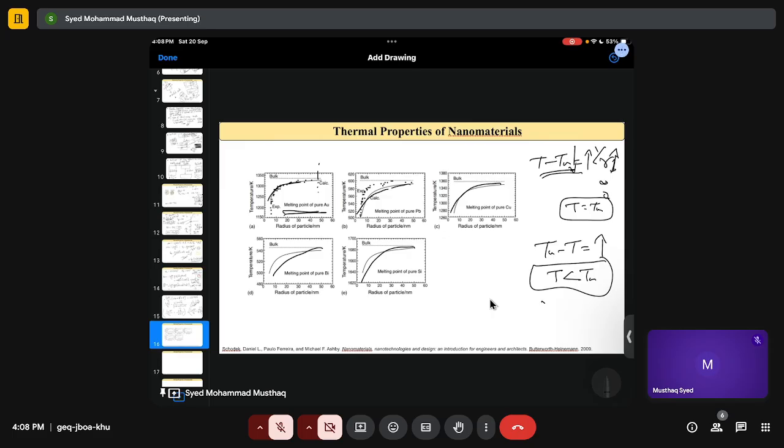Then let's move on to the phonons, which we were discussing in great detail. So phonons again are nothing but quasi-particles, right?